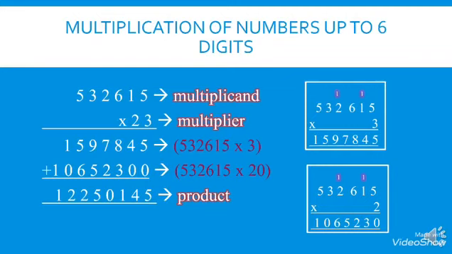So you have the number 12,250,145 and this answer or result is called product in multiplication.